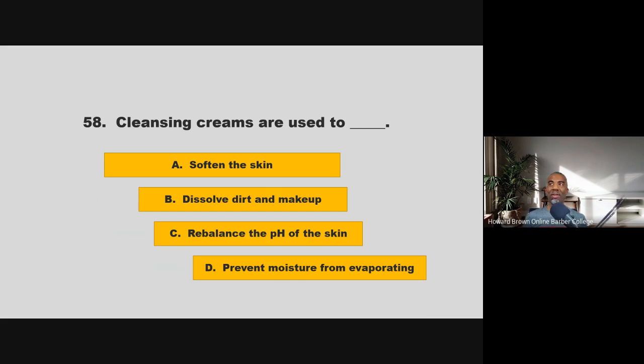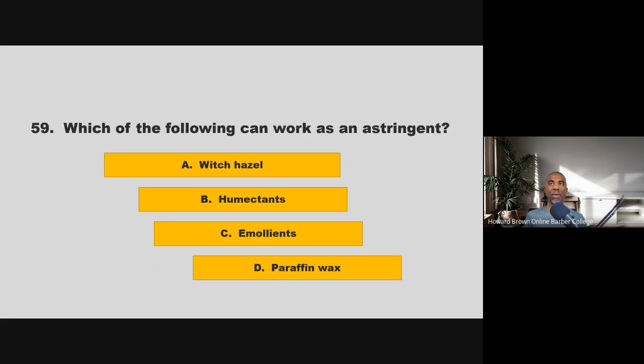Cleansing creams are used to blank. Is it soften the skin, dissolve dirt and makeup, rebalance the pH of the skin, prevent moisture from evaporating? If you chose D, dissolve dirt and makeup, you are correct.